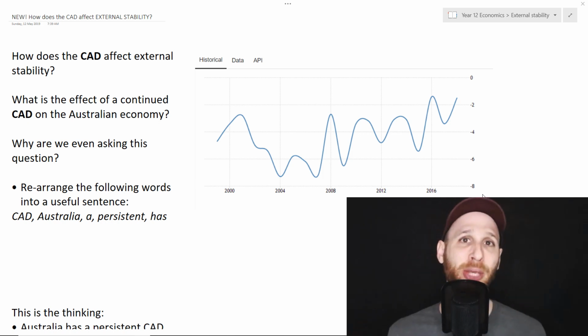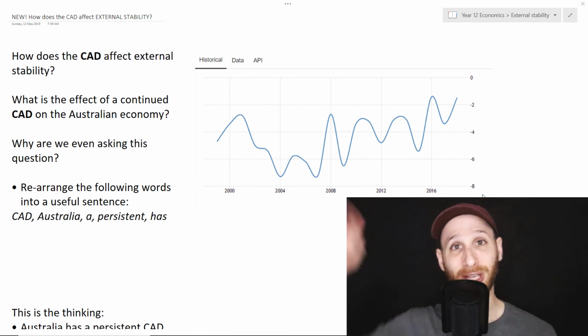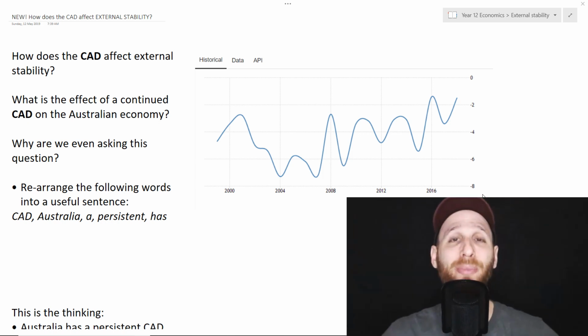So if you're unfamiliar with external stability, I suggest you start with the what is external stability video, and you can get the link just by clicking up the top there. And once you've done that and you've had a look at the components of external stability, you can join us for this issue of how does the CAD affect external stability.